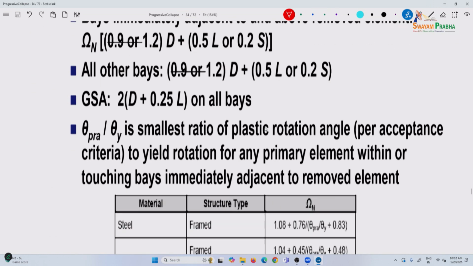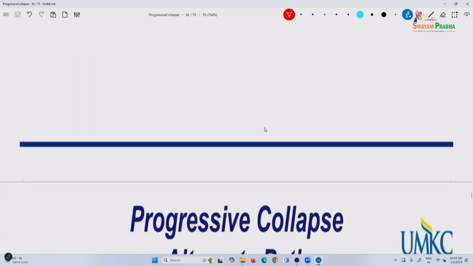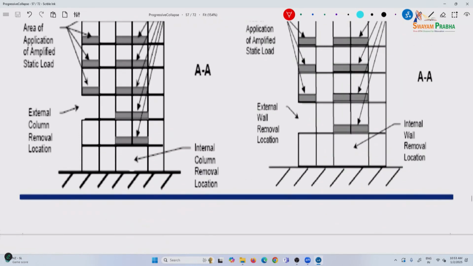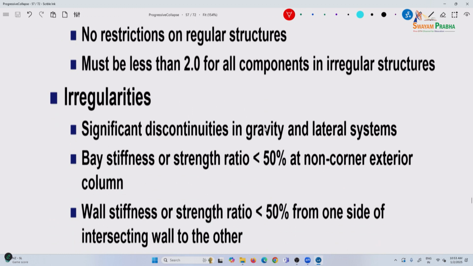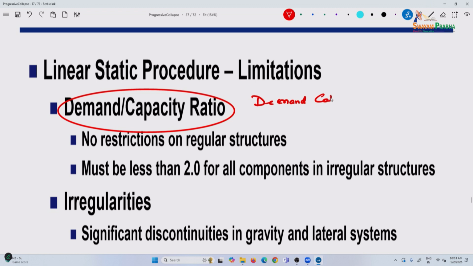We'll skip some of these again, as we are not going to do an analysis. What I want to talk about is the DCRs. So, once you do an analysis, you do what is known as a demand to capacity ratio, or DCRs.